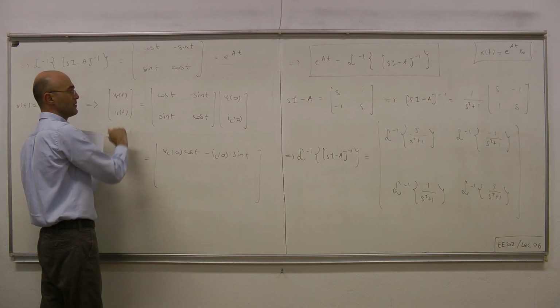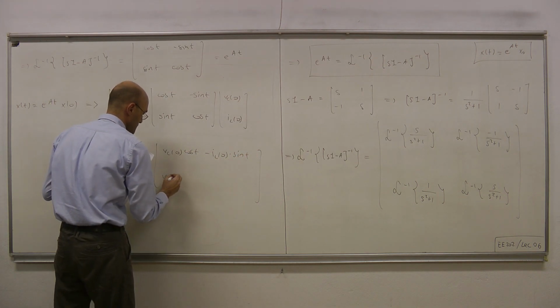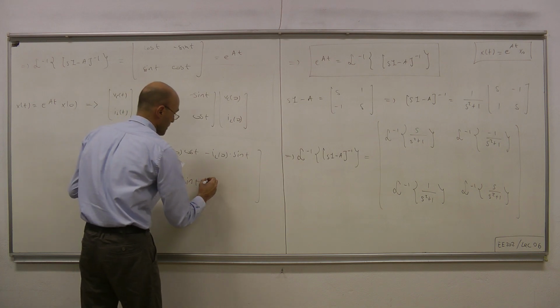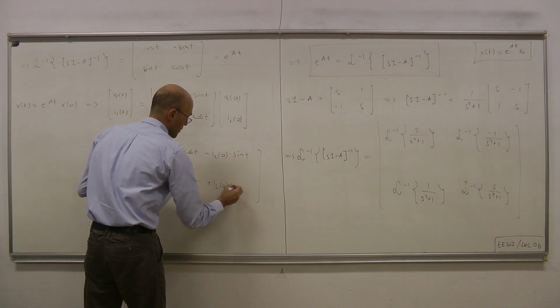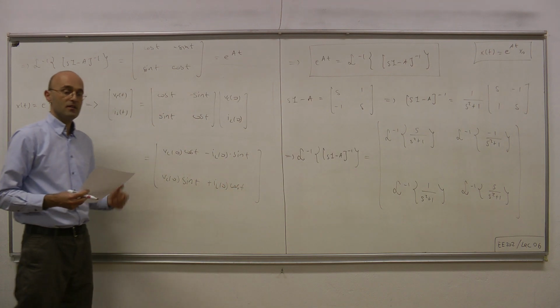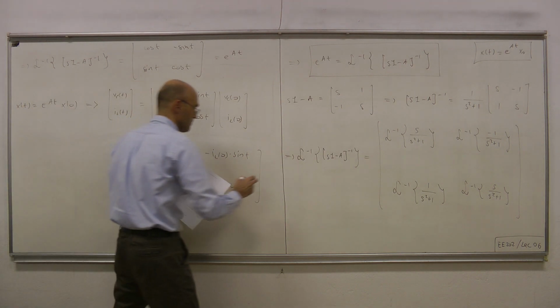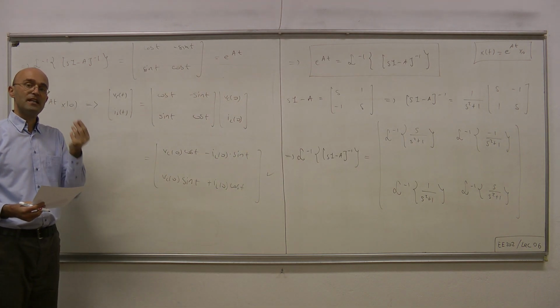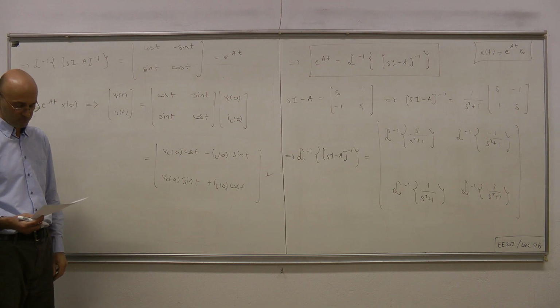And for IL(t) you have VC0 sine t plus IL0 cosine t. Note that this is no other than what we have obtained and called equation star.